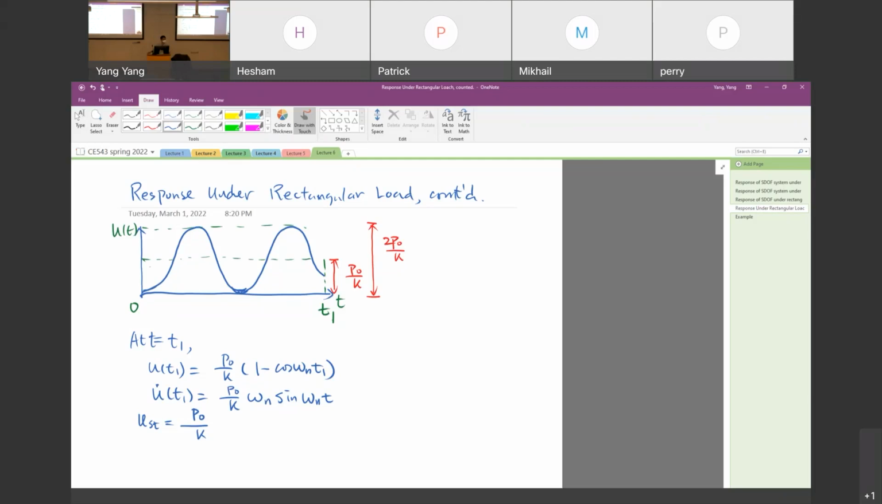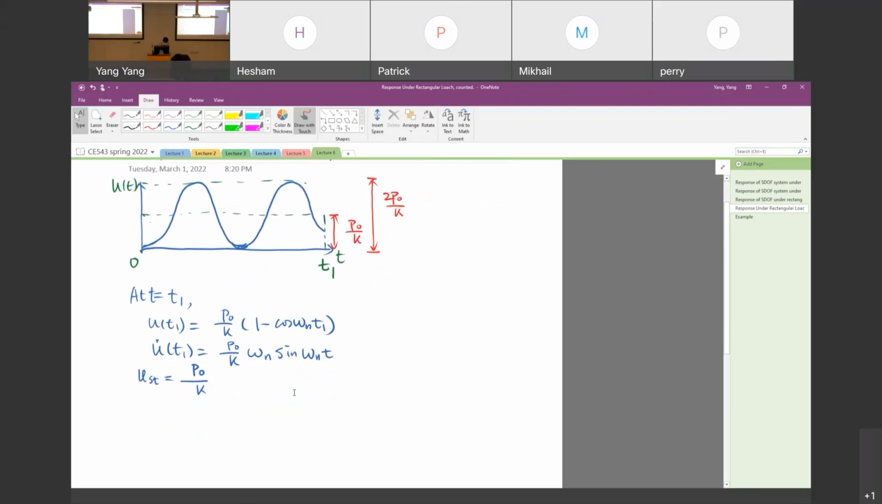So that means in some cases, if you have dynamic loading, you have to amplify the load applied to the structure to calculate the real response. The maximum is 2 times static. And that's phase 1, the forced vibration. So any questions after here?